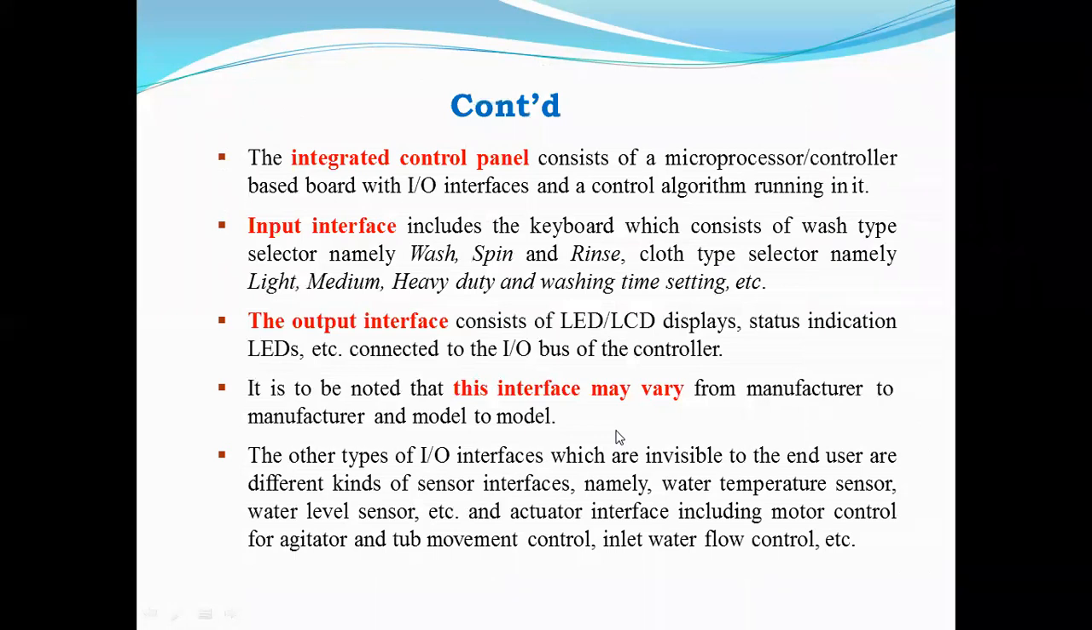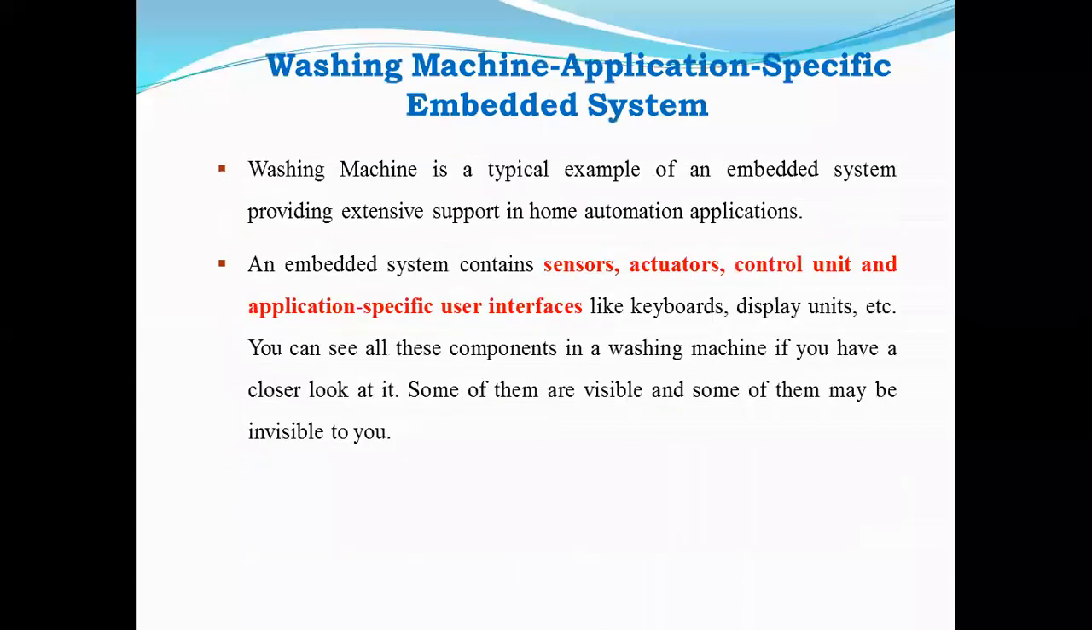Okay, so there will be one question on this, right? The question that will be asked is, explain an application specific embedded system, washing machine, with an example. It will be asked for about 10 marks, right? So here what you have to do is draw the diagram neatly, okay? And then explain how it works with the help of the sensors, actuators, control unit, and the application specific user interface. With respect to that, you have to explain this concept, right?